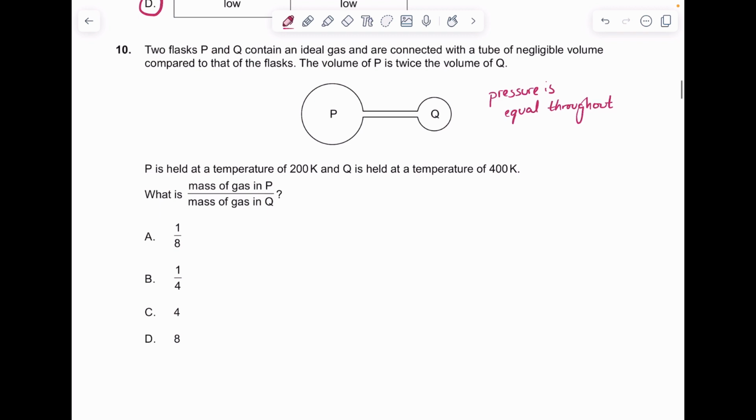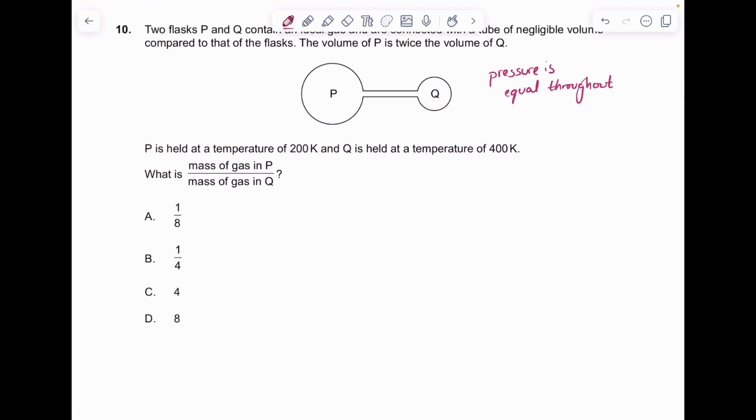So we can consider an equation for P and an equation for Q. We're going to go with PV equals nRT. We're after the mass of the gas in P, mass of the gas in Q. That's going to come from n. So n is mass over molar mass. So we'll come back to that later.